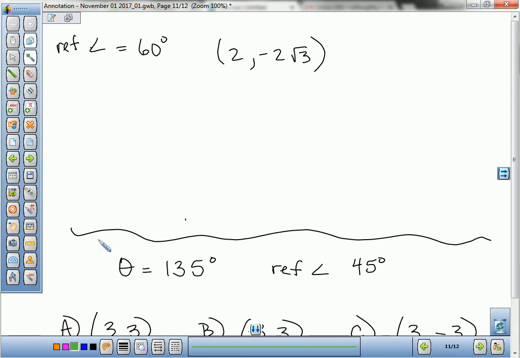Alright, so speaking of 30, 60, 90, 45, 45, 90, what if I told you the reference angle is 60 degrees, which is more information than I had to give you. And the point it passes through is 2, comma, negative 2 root 3. And I know it's a 30-60-90. This is really all I had to give you. Okay, which quadrant is this located in? 3.